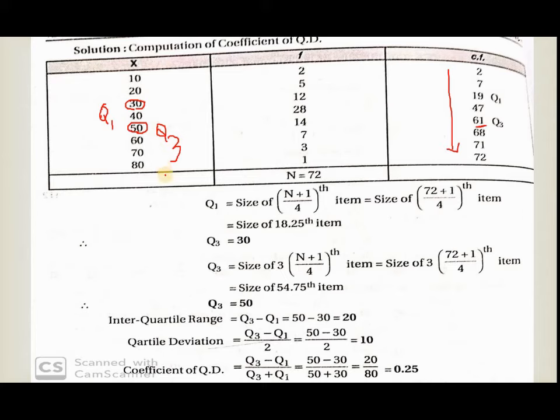Now we have Q1 and Q3. Q1 is 30, Q3 is 50. First calculate the interquartile range. What is the formula? Q3 minus Q1. 50 minus 30, we get 20. Then the quartile deviation, what is the formula? Q3 minus Q1 divided by 2. So 50 minus 30 divided by 2 is 10.